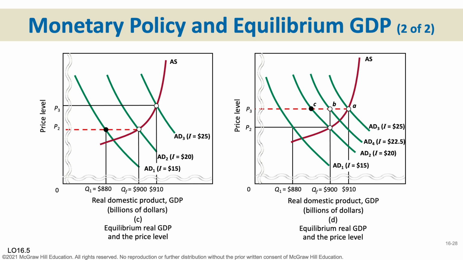Look at AD3. If we're at AD3, where investment is $25 billion, then we're beyond the level of GDP necessary for full employment. It would be time for that restrictive monetary policy, pulling that aggregate demand curve to the left. So we would need then to start decreasing the money supply, to start increasing interest rates, to start decreasing investment and pulling that aggregate demand curve to the left so that we could get that price level down from P3 to P2.